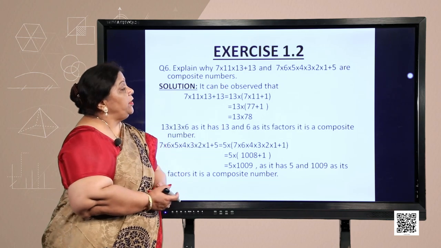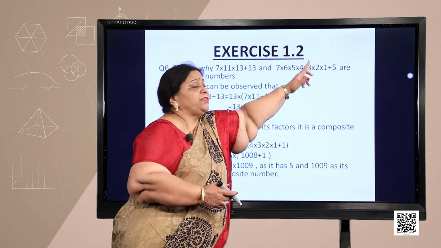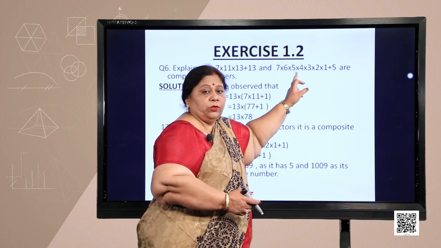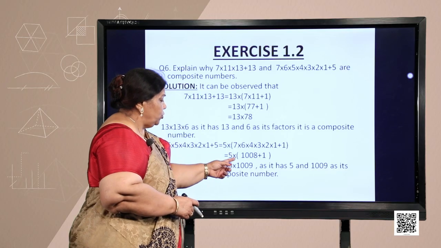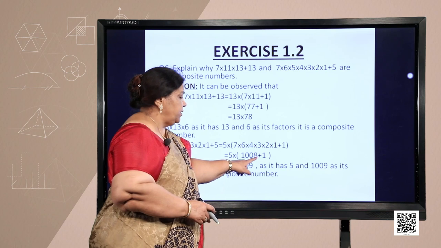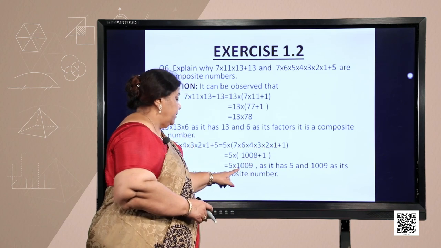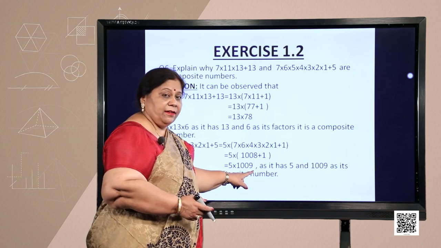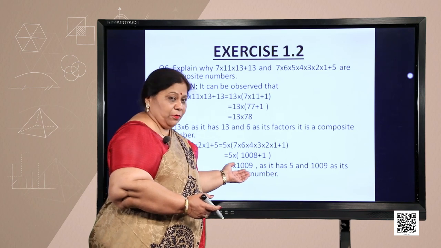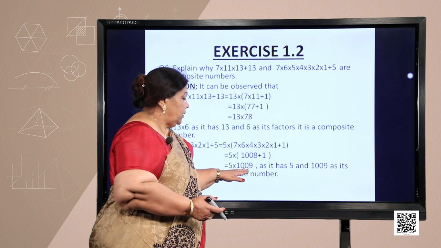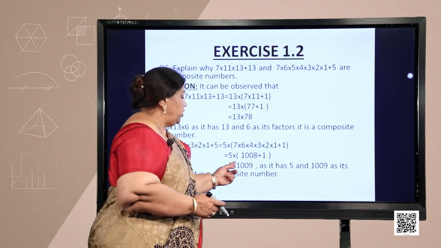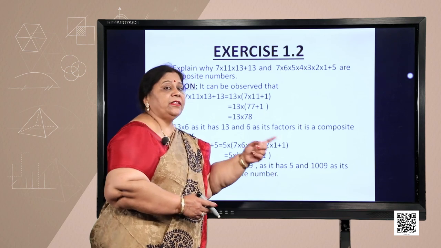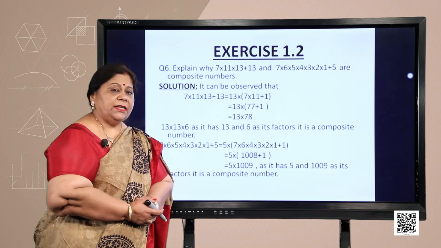In the next one, I have 7 into 6 into 5 into 4 into 3 into 2 into 1 plus 5. Can you see 5 here? I can take common in both the terms. We have here 5 into 7 into 6 into 4 into 3 into 2 into 1 plus 1. That can be simplified as 5 into, when we multiply these numbers, I get 1008 plus 1, that gives me 1009. So, the two factors are 5 and 1009, suggesting that it is a composite number, okay, because when the factors are more than 2, it is said to be a composite number. Only prime numbers have two factors, 1 and the number itself. So, 5 into 1009, as it has 5 and 1009 as its factors, it is a composite number.